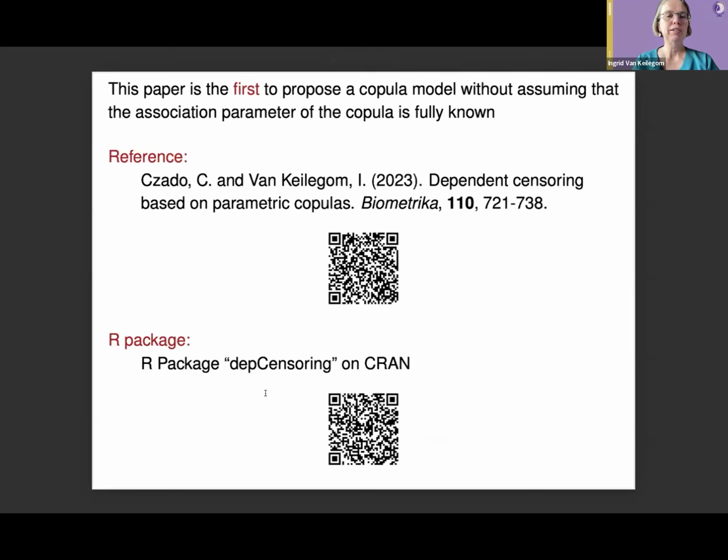Well, before I get to the extensions, here is the reference of the paper. So it got published in Biometrika last year. And you also see the QR code in case you are interested. And we also have a package, depth censoring, which is since a few days on the CRAN. And so you can also download it by scanning this QR code.